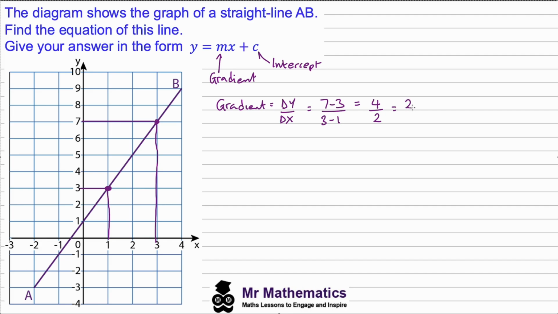This will be 2. So we know the equation of a line will be y equals 2x plus an intercept, c. And we can find c by identifying where the line passes through the y-axis. And this is when y equals 1. So the equation of this line is y equals 2x plus 1. Okay? Let's try another example.